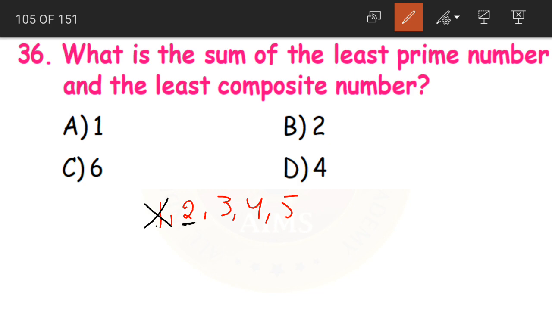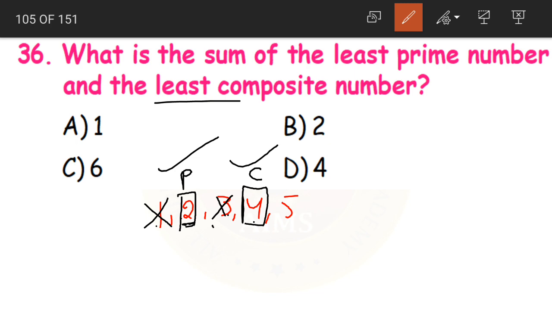Now next to 1 is 2. 2 is a prime number. So 2 is our first prime number, so 2 becomes our least prime number. Now coming to 3, it is also a prime number. Now coming to 4, it is a composite number. 4 is the first composite number, that is nothing but our least composite number. Yes, 2 is the least prime number, 4 is the least composite number.